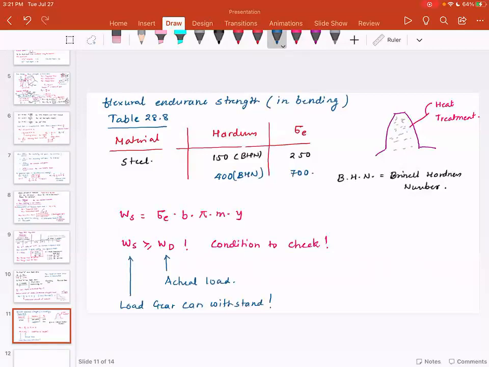So you have Ws and you have Wd. We want to make sure that the static load is more than the dynamic load so that the gear is safe. So if this condition is satisfied, then and only then is the gear design safe.